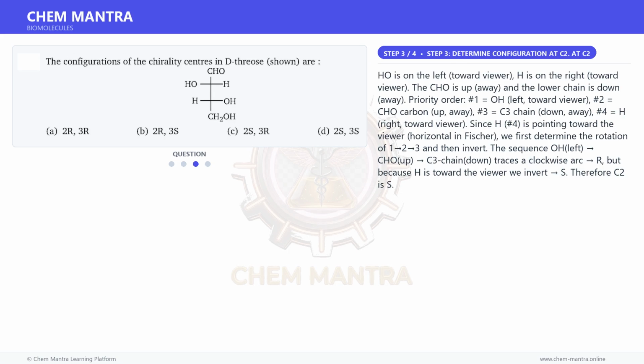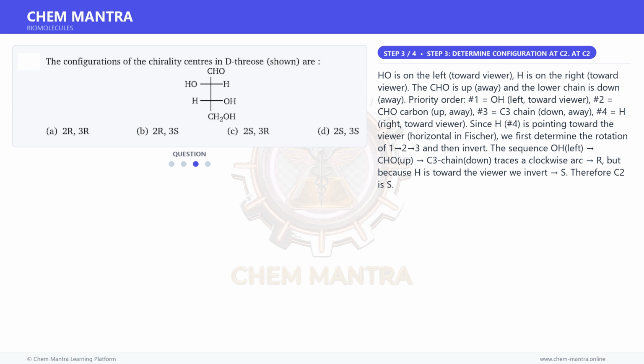HO is on the left, toward viewer, H is on the right, toward viewer. The CHO is up, away, and the lower chain is down, away. Priority order: number 1 is O, left, toward viewer; number 2 is CHO carbon, up, away; number 3 is C3 chain, down, away; number 4 is H, right, toward viewer.